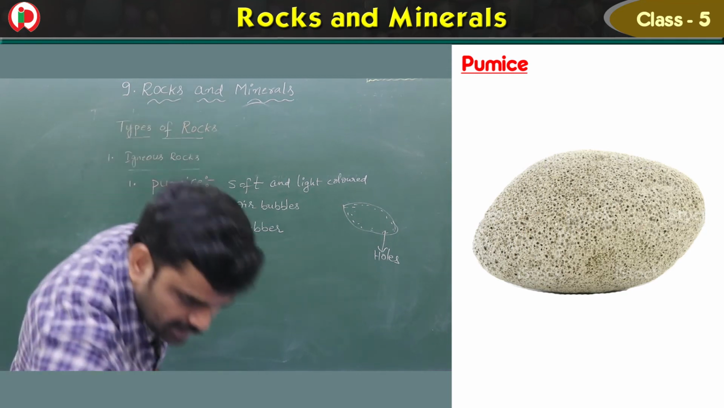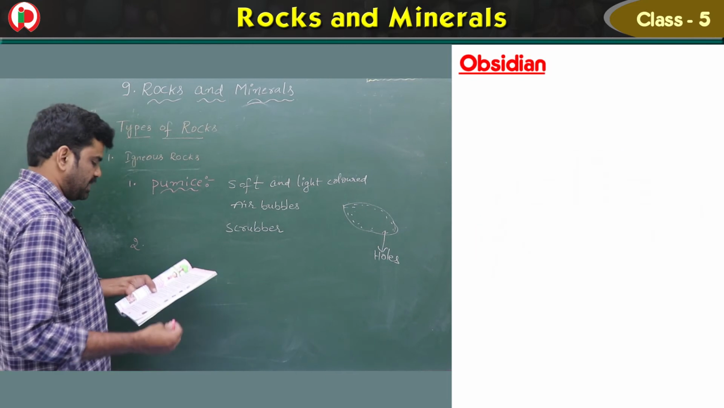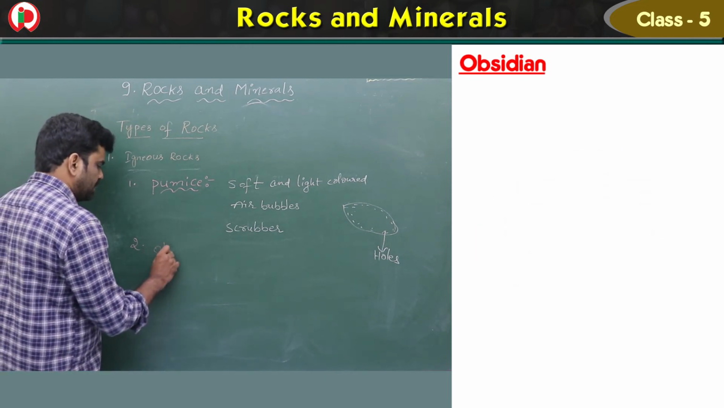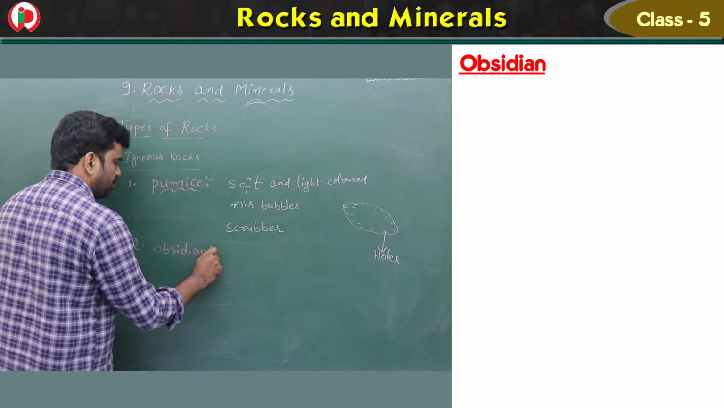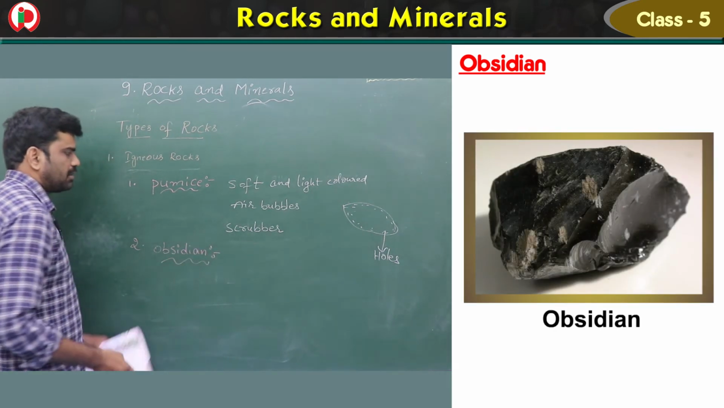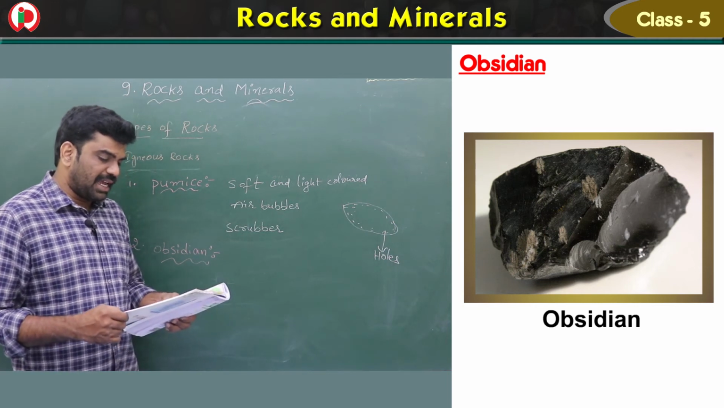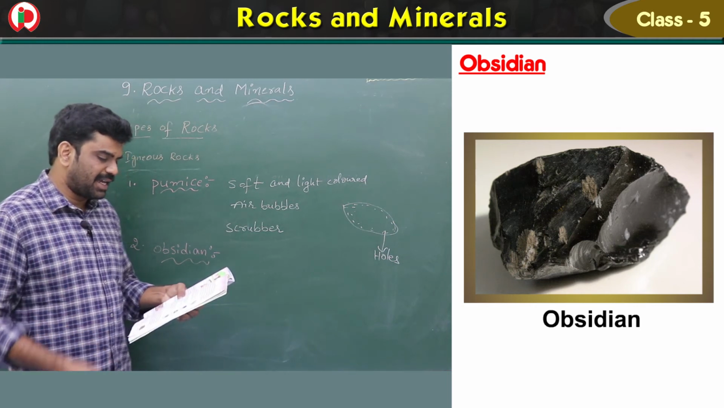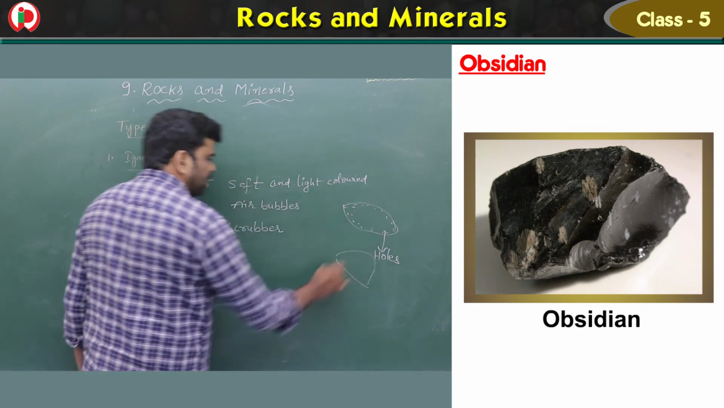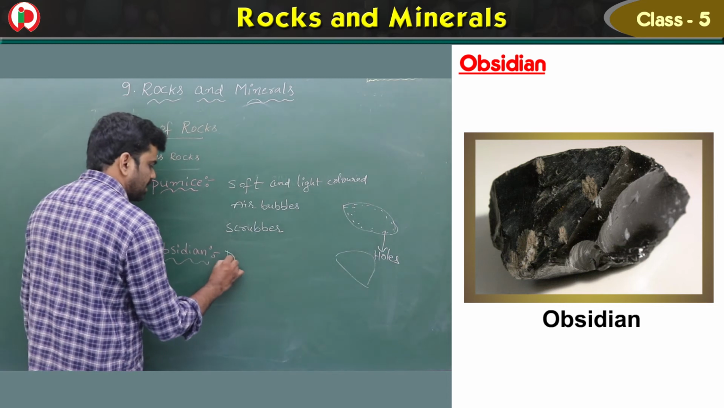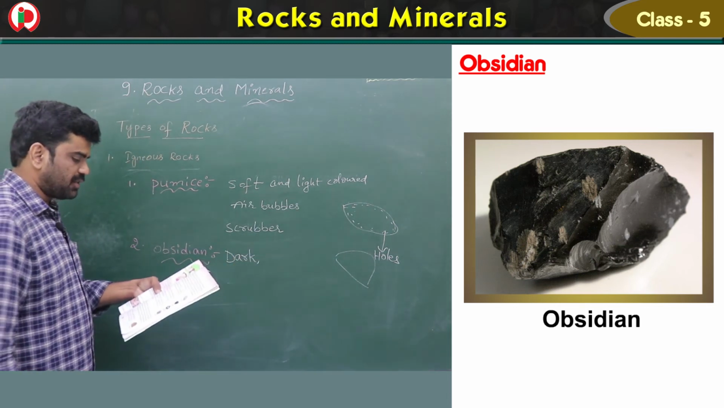And now let's go for the second one. Here, children, second one, obsidian. This is the second type of rock, which is called obsidian. It is a dark shiny layered rock appearing like a glass and having edges. It is dark, it is dark shiny.